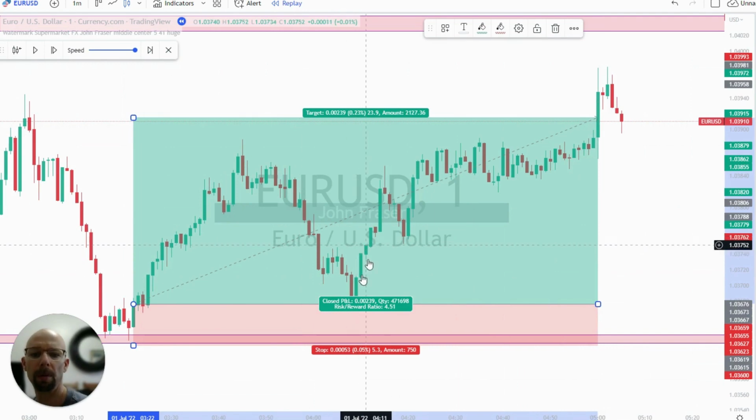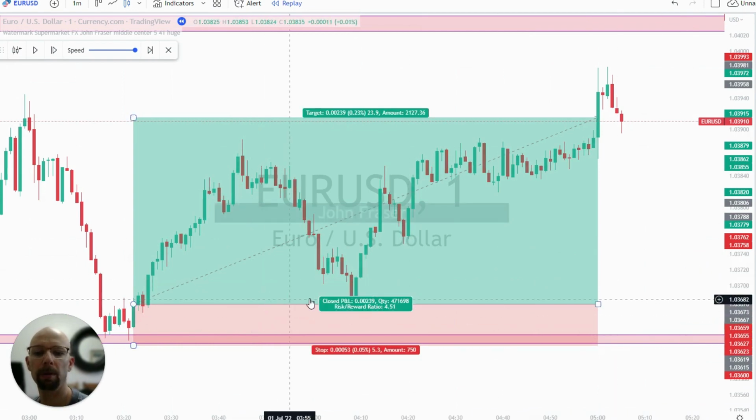So not bad. Like I said, you would have taken partials, 1-to-1. You might have taken another partial part way up and then rode it the rest of the way. Stop loss would have been at break even, so you wouldn't have lost anything once it reached... or wait, sorry, no, my mistake.